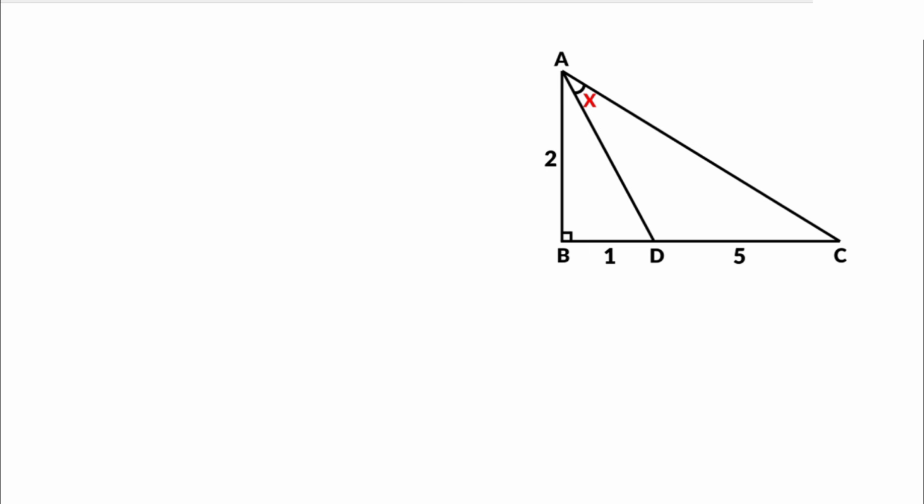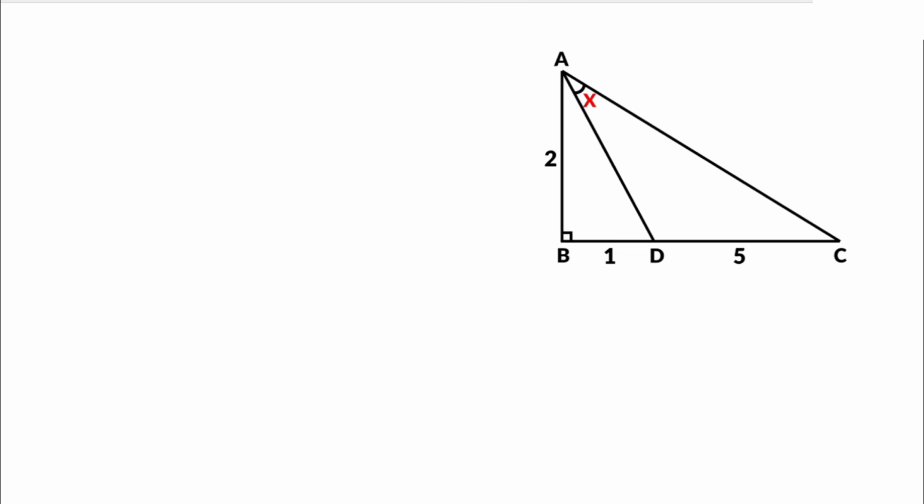We have a right triangle, ABC, with the right angle at point B. The vertical side, AB, is 2 units long. The base, BC, is divided into 2 parts by point D. Segment BD is 1 unit long, and segment DC is 5 units long.